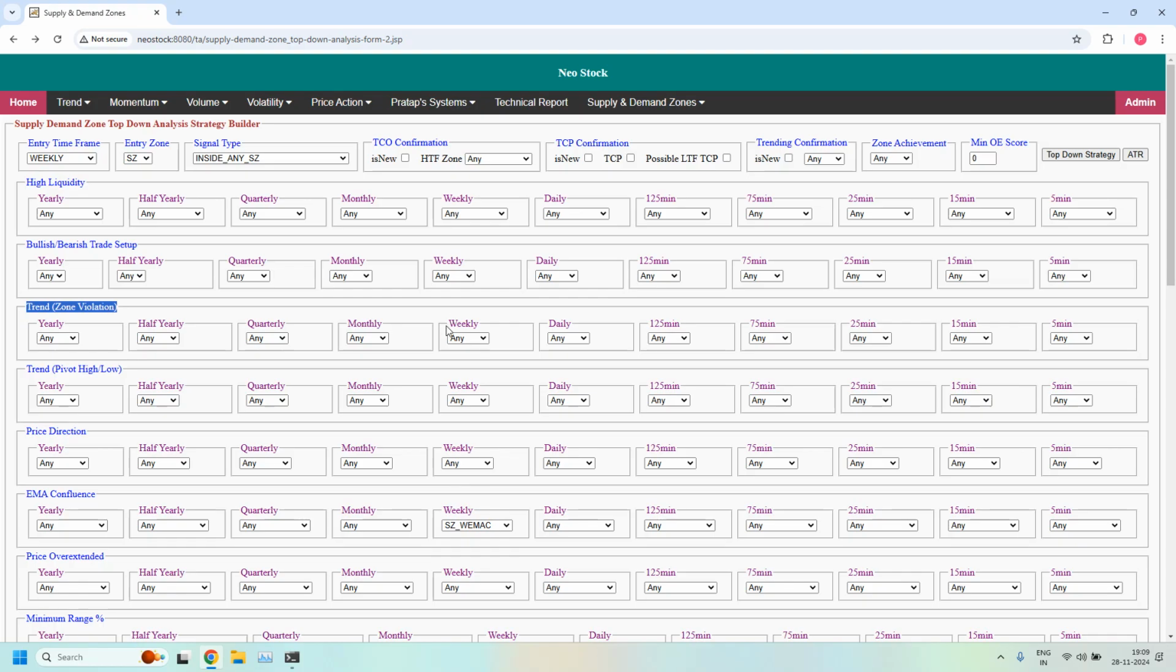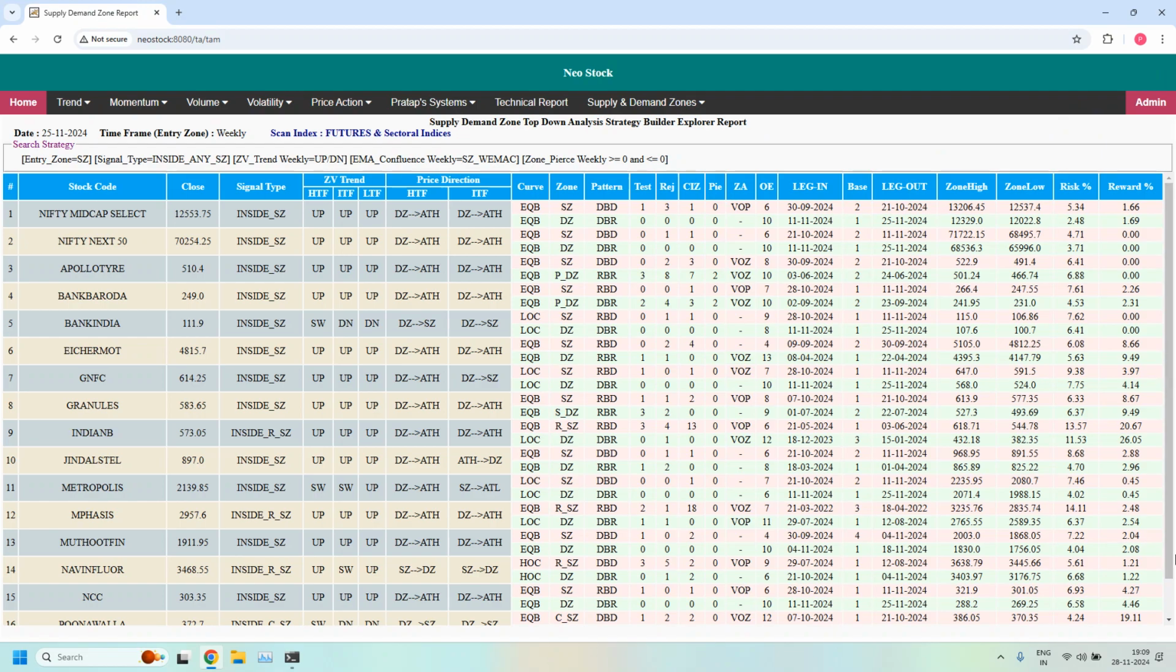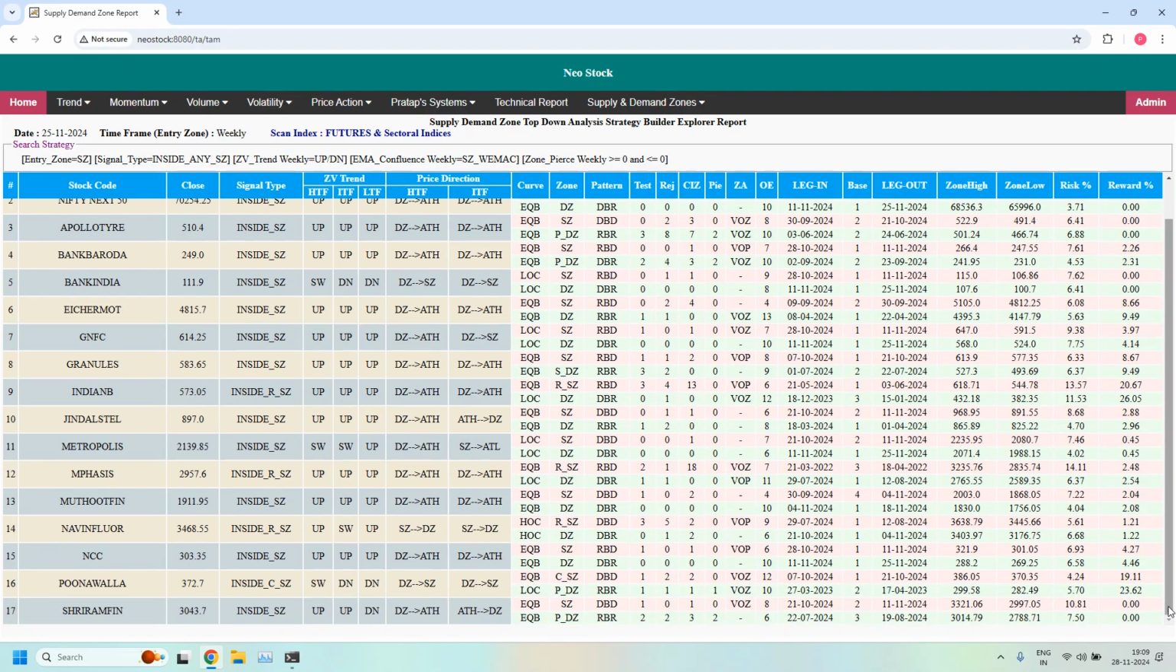And weekly EMA Confluence is valid only in the trending market, that is uptrend or downtrend. Let's filter. So these are the 15 stocks, first 15 stocks. I'm scrolling the list down. So total 17 stocks are filtered. These 17 stocks supply zones are having weekly EMA Confluence. Some of these supply zones are even high liquidity zones, apart from having EMA Confluence.